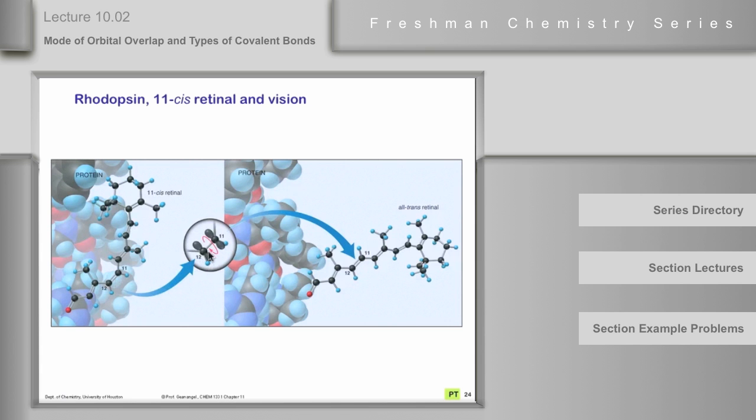So what happens? Well, the first thing that happens is this part of the molecule down here, this tail down here, rotates until the chain here is all trans. Now, when that happens, the connection between this big protein here and the retinal changes.